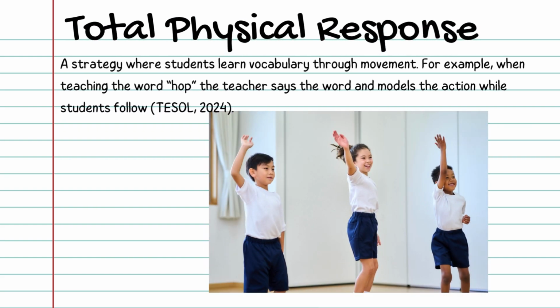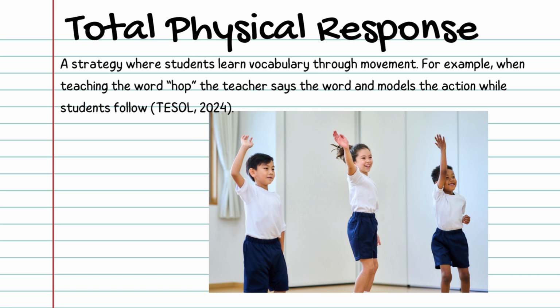Next, we have total physical response. Total physical response is a strategy where students learn vocabulary through movement. For example, when teaching the word hop, the teacher says the word and models the actions while students follow. Total physical response is beneficial to English language learners because it pairs learning with kinesthetic learning, which boosts memory.